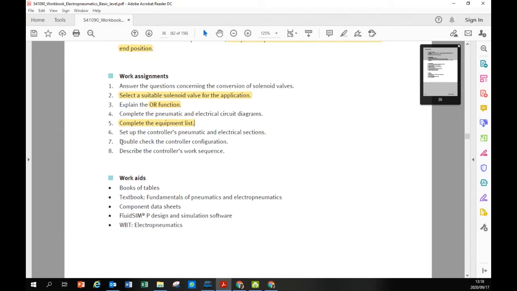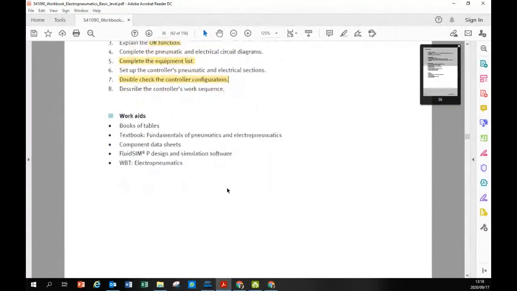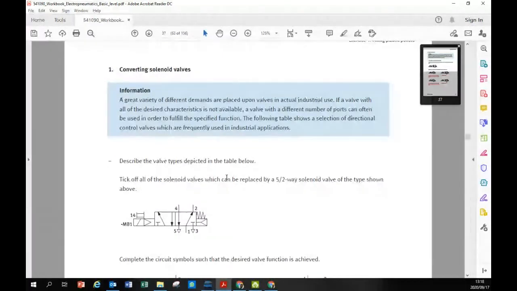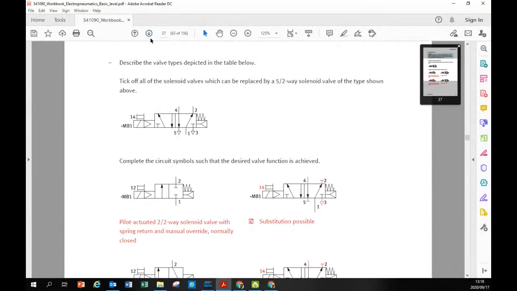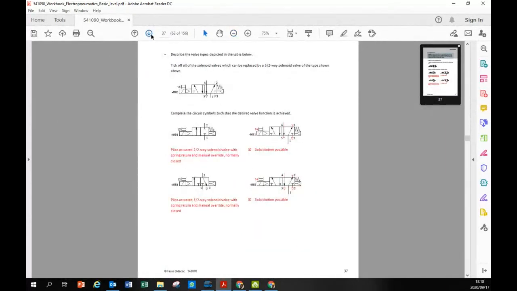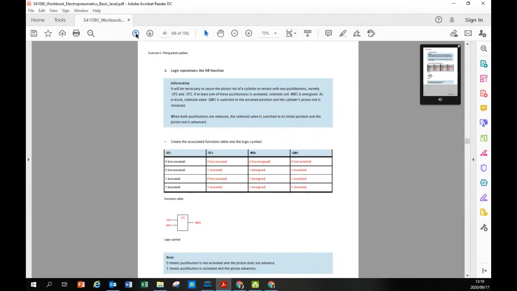Okay, I see here they mentioned double check your controller configuration. I would love one day to design a circuit incorrectly and see if you guys can help me configure it so that it can run. Okay. Converting of solenoid valves, I'm not going to cover this section because our software is unable to do that. But in the real world, you could.